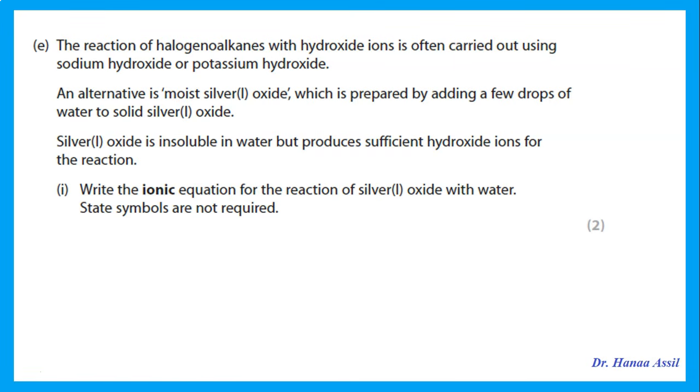Write the ionic equation for the reaction of silver oxide with water. This is silver(I) oxide, oxygen valency 2, so this is Ag2O. We're going to add water to it. This will give silver ions and hydroxide ions. Remember that we have to balance, and this would be the ionic equation.